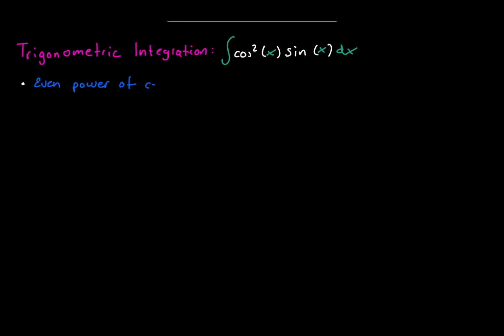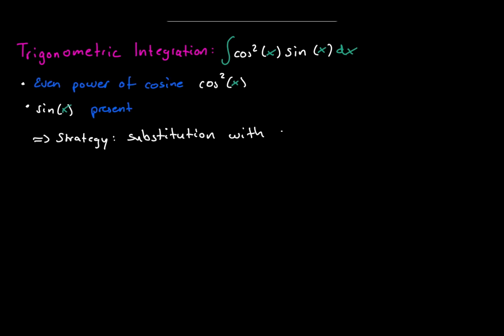Let's solve the integral of cosine squared of x times sine of x. We see a power of cosine and a sine factor. This suggests substitution with cosine. We set u equal to cosine of x, then du is negative sine of x dx.